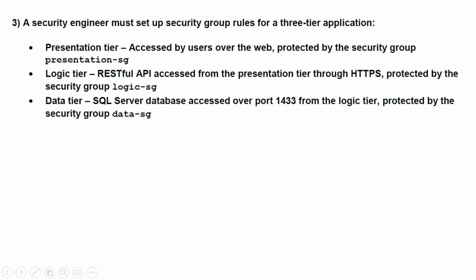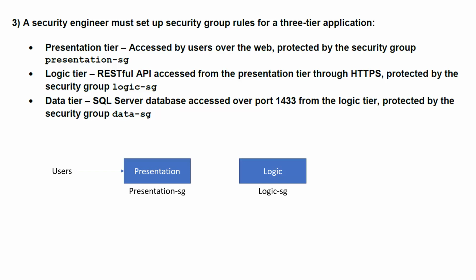The third question is about security groups and how to protect a 3-tier application. Users access the presentation tier over the web, and this is protected using the presentation security group. The logic tier has RESTful APIs that are called by the presentation tier over HTTPS. This tier is protected using the logic security group. Finally, we have the data tier that has a SQL Server database accessed over port 1433, and only the logic tier is allowed to call the database. So we need to choose the security group configuration that will allow the application to be secure and functional.